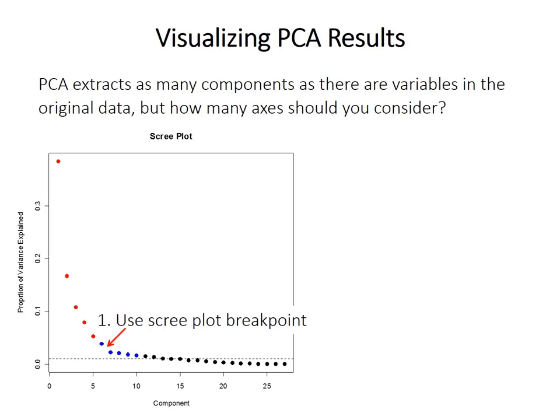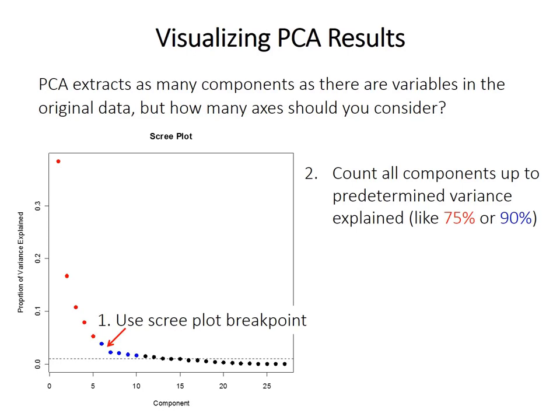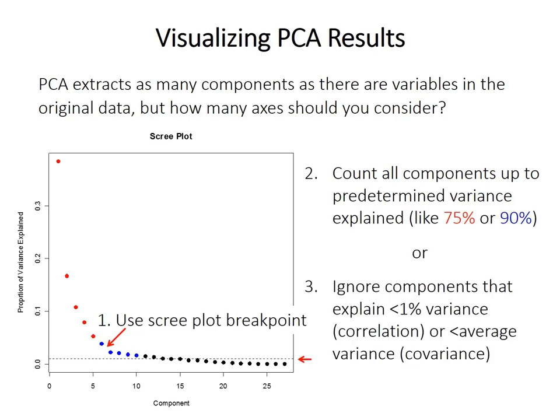You can also potentially look at every component that, when you add them up, sum up to some predetermined amount of variance explained. Like, say, I'm going to look at all the components that add up to 75% of the variance or 90% of the variance. Or you could also potentially say ignore any component that explains less than 1% of the variance or less than the average variance. But in reality, people typically just look at the first 2 or 3 components. Those are the most important ones.